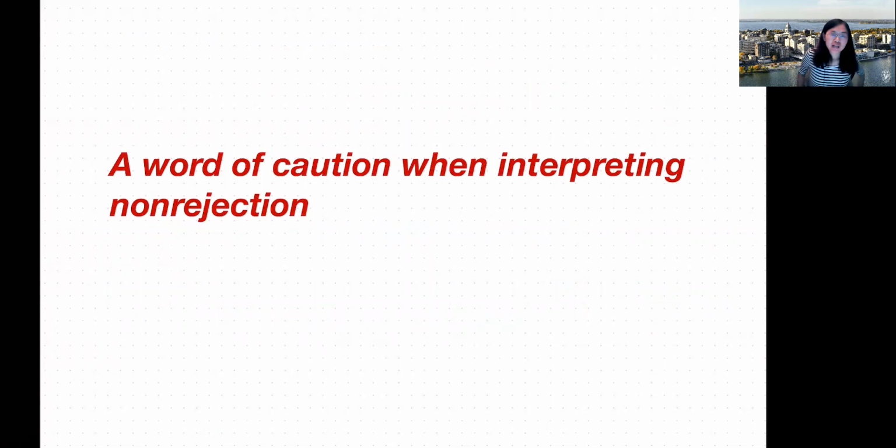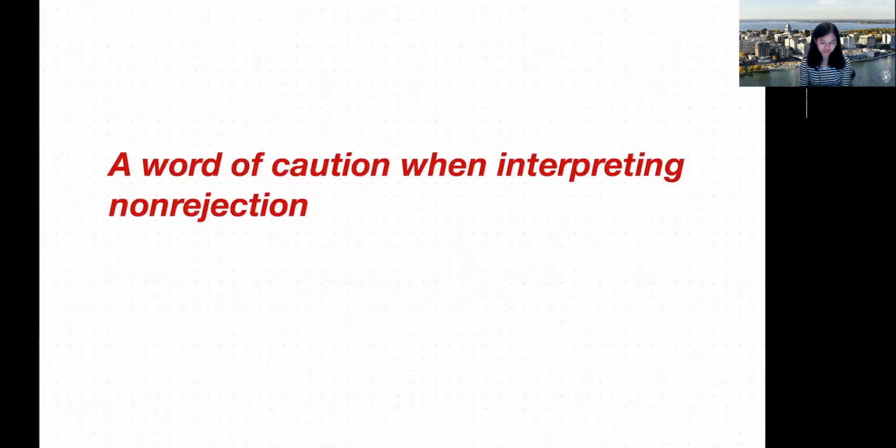One last thing about hypothesis tests I want to mention is how to interpret non-rejection. This is a word of caution. When the hypothesis test rejects the null, then you can be quite confident that the null is not true; you can take the alternative as being true. But when the test does not reject the null, can you take the null hypothesis as being true? Typically, that shouldn't be done. You shouldn't take the null hypothesis as being true when you do not reject the null. In fact, this is a very commonly made mistake.